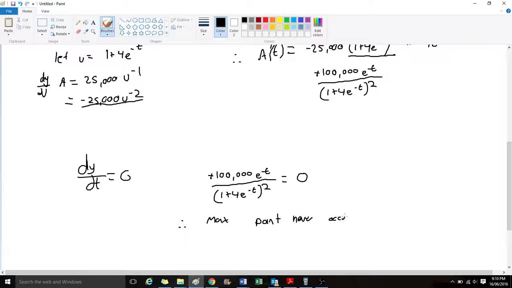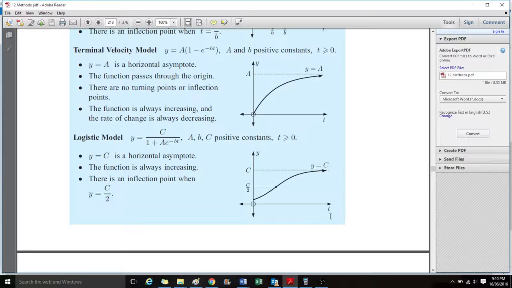And if we look at our interesting points about the logistic model, if the function's always increasing, then it's not going to have a maximum point. It gets closer and closer and closer to 25,000, but never quite reaches that value.